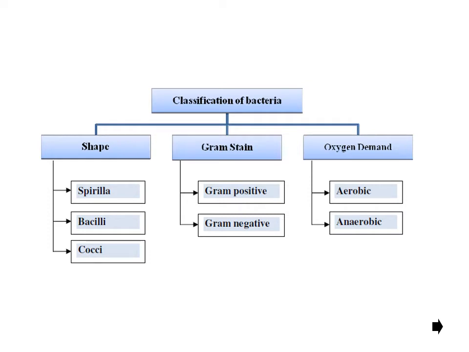And the third classification is through oxygen demand. So usually we call a bacteria aerobic if it's requiring oxygen for growth, while anaerobic means the bacteria will be able to grow in the absence of oxygen. In fact, oxygen can be toxic for this bacteria if it's present in this environment. Now let's move to the next slide.